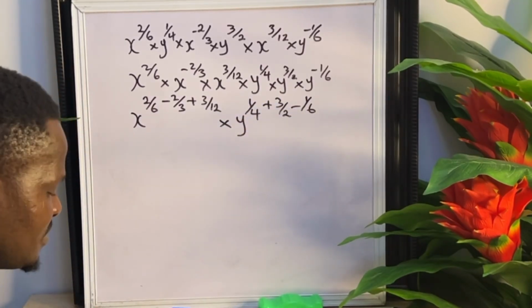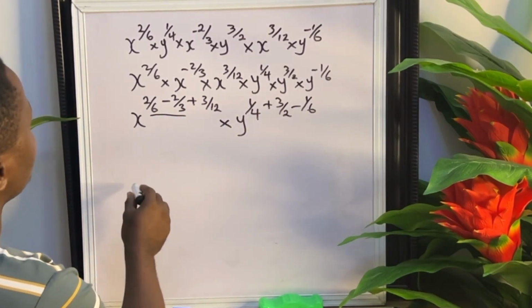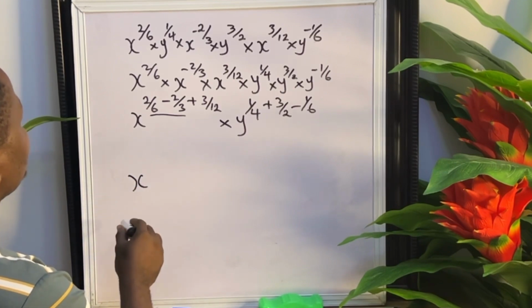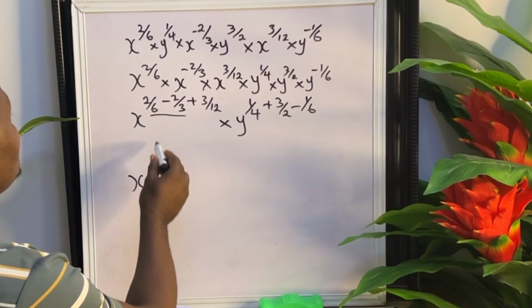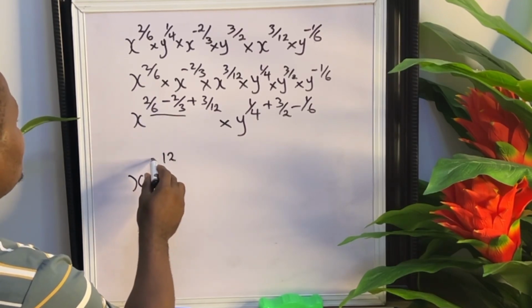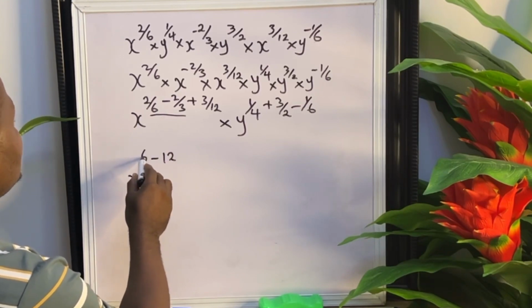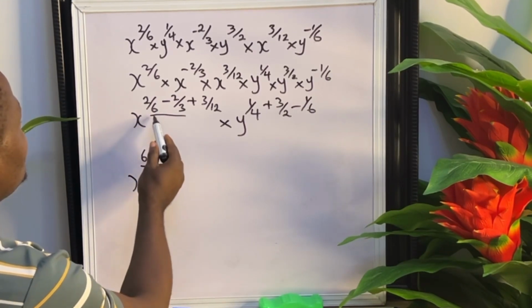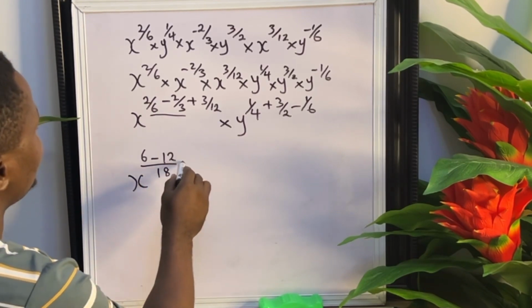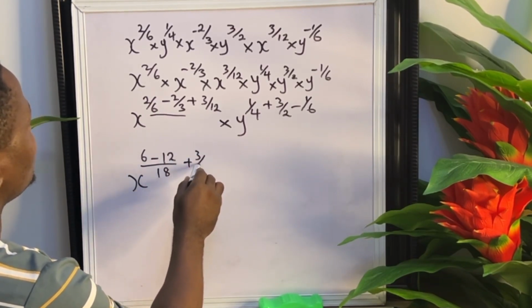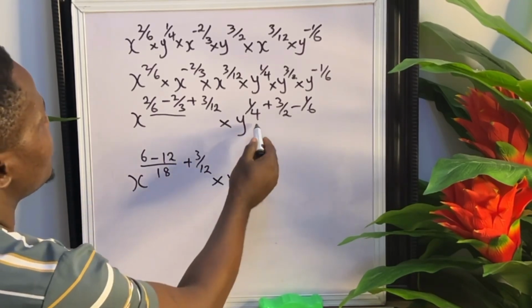At this point, we solve this part first, and that is x. We go like this, and that is 12. We bring down this minus, which is this. We go like this, and that is 6. All over, we go like this, and that is 18. Everything plus 3 all over 12. Then everything times y. We take this part first.